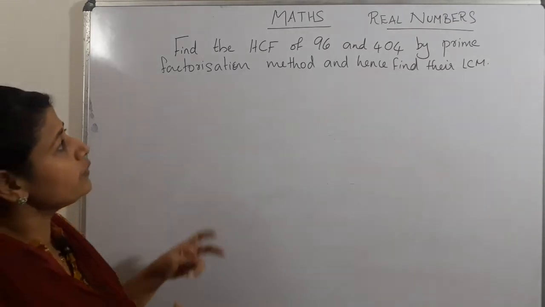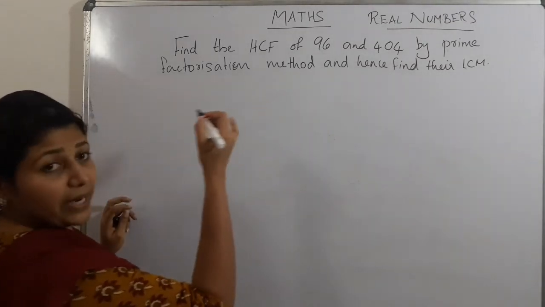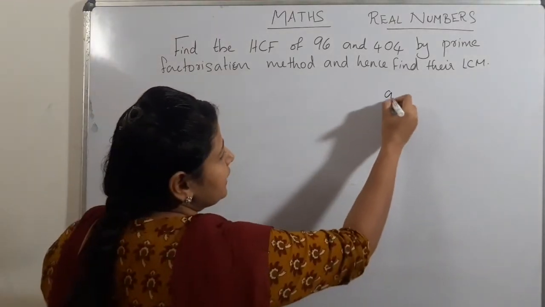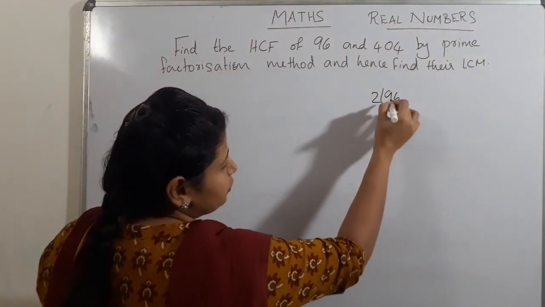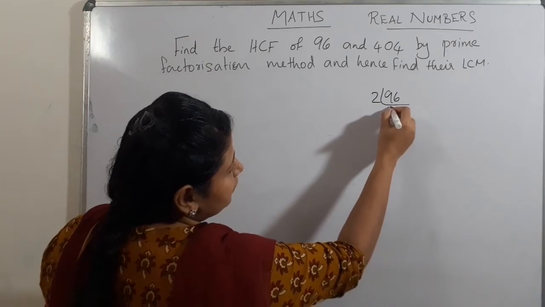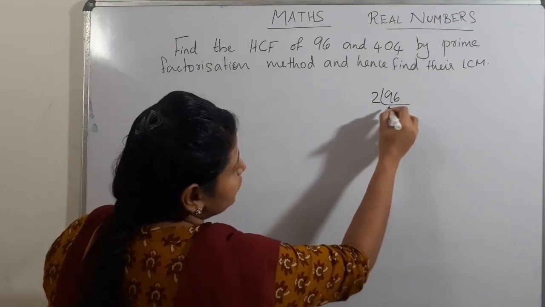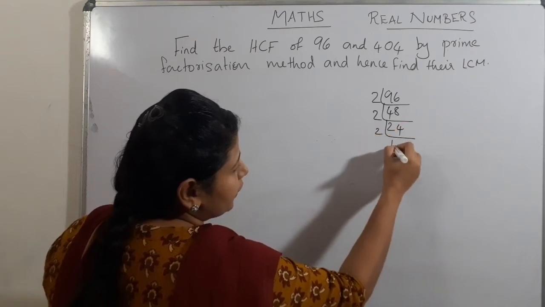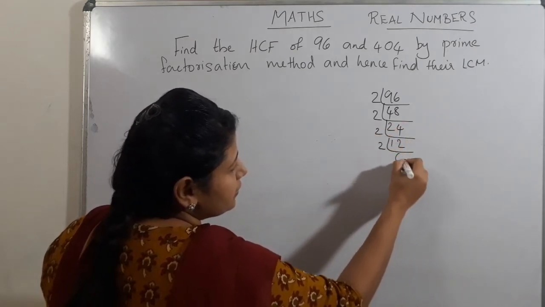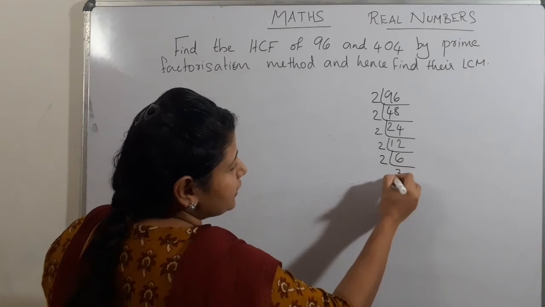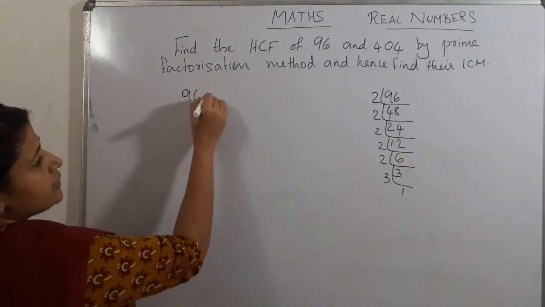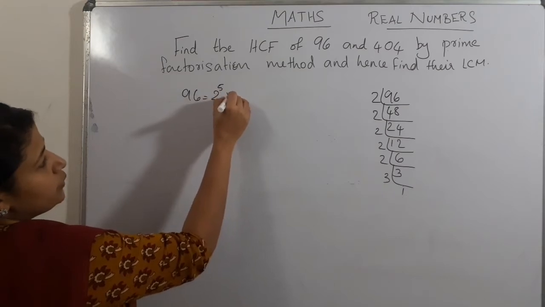Okay, so we will continue by doing Prime Factorization of both 96 and 404. First we will do 96. 96 divided by 2 is 48, 2 into 24, 2 into 12, 2 into 6, 2 into 3, then 3 into 1. So we can write 96 as 2 raised to 5 into 3.